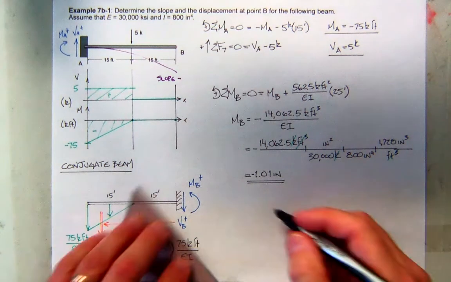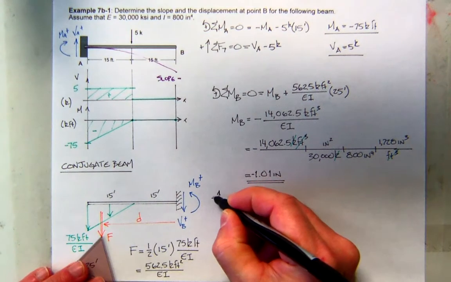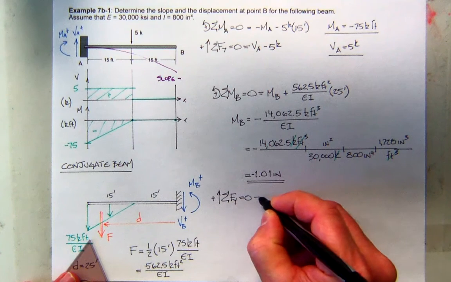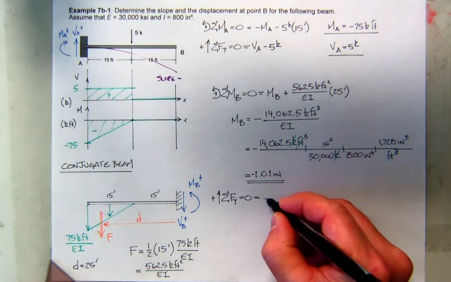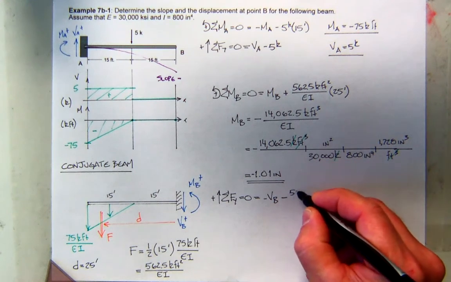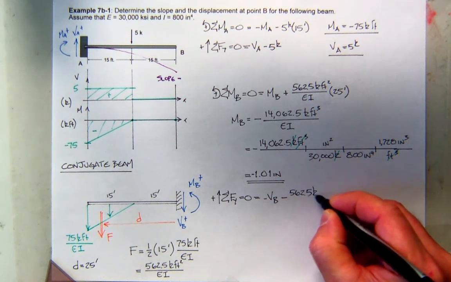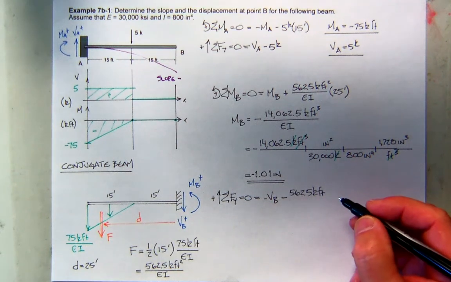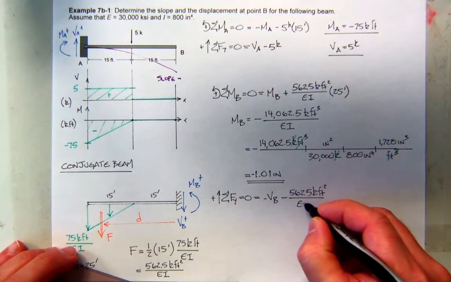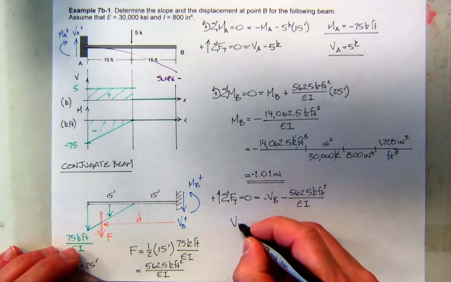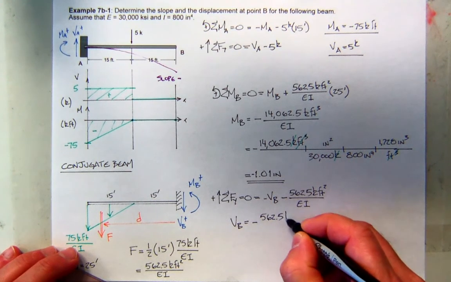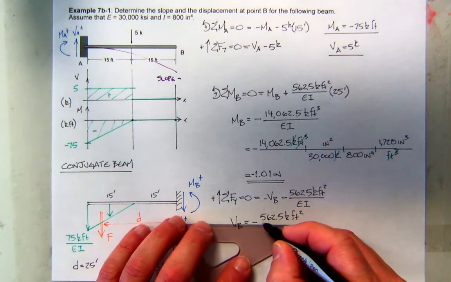All right, we got one more thing to do. We need to sum forces in the y direction. I know I'm a little bit late, but hang in there. So my shear force is down, shear at B, and my load is down, and my load was 562.5, and that was kip feet squared over EI. So that's pretty easy to solve. It looks like the shear at B is negative 562.5 kip feet squared divided by EI.